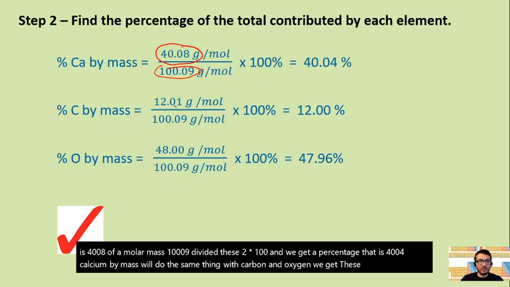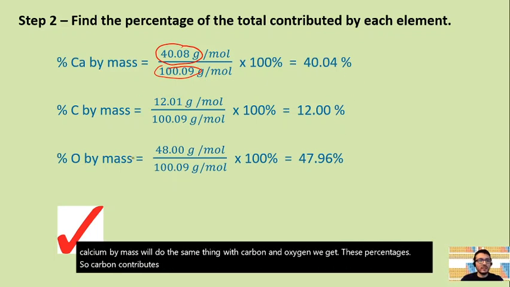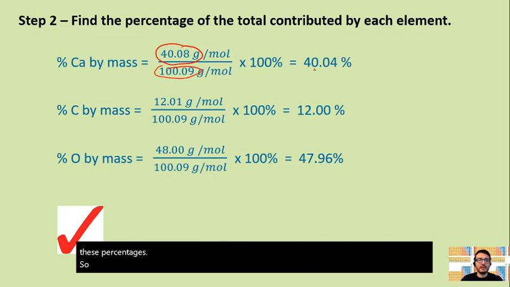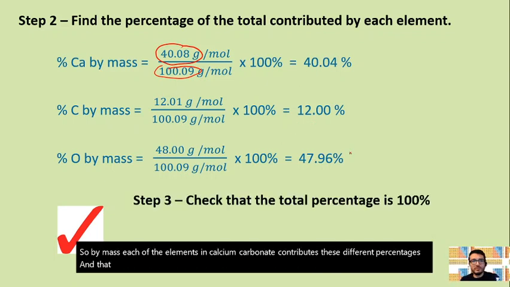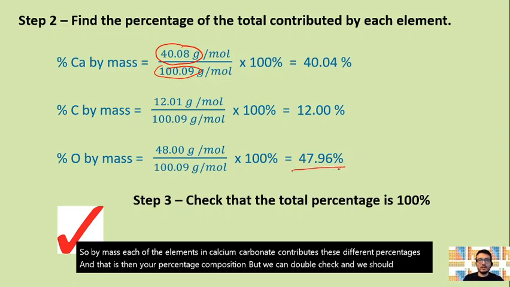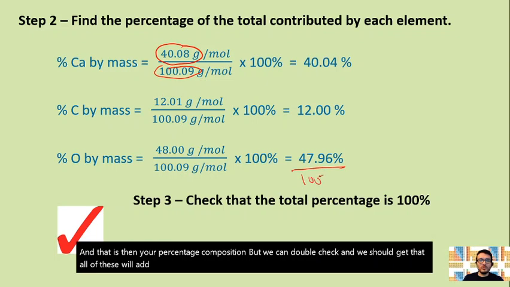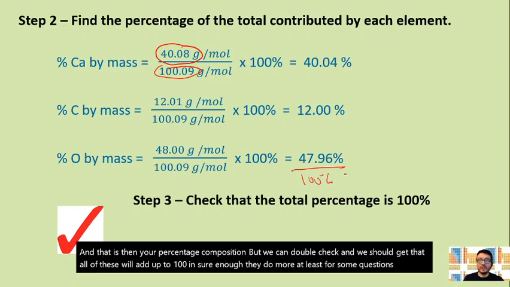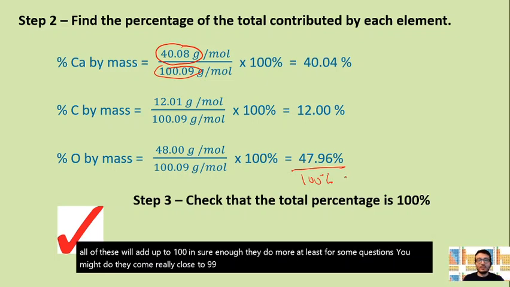So carbon contributes 12 grams per mole roughly, oxygen 48, divide by the total, and we get these percentages. So by mass, each of the elements in calcium carbonate contributes these different percentages. And that is then your percentage composition. We can double check, and all of these should add up to 100%, and sure enough they do. Or at least for some questions you might do, they might come really close to it, 99.98, 99.9, so it should add up to approximately or very close to 100%.